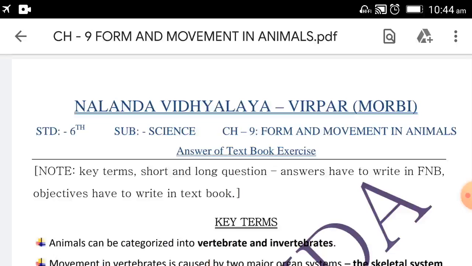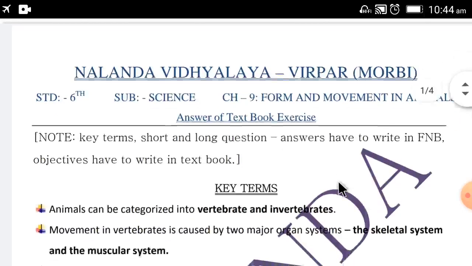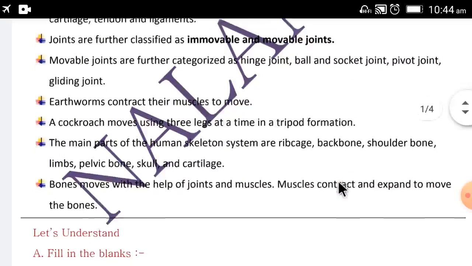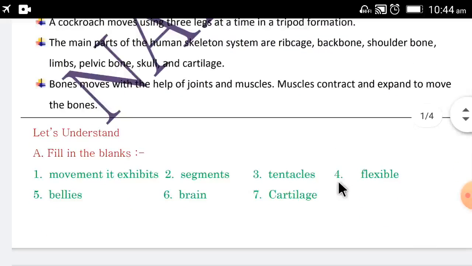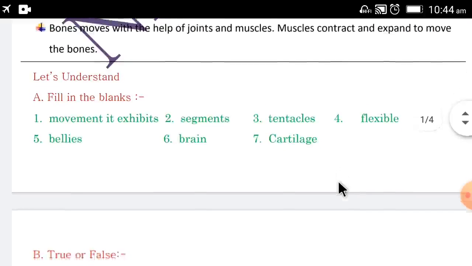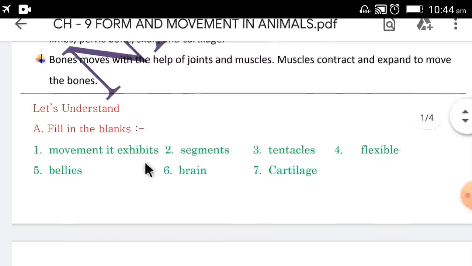The first is objective type questions. Fill in the blanks with suitable words. Let's see the first one. The body structure of an animal determines the kind of dash. The answer is movement it exhibits.